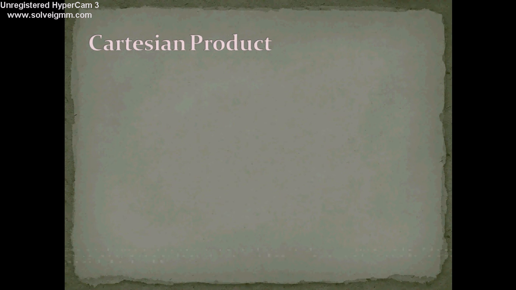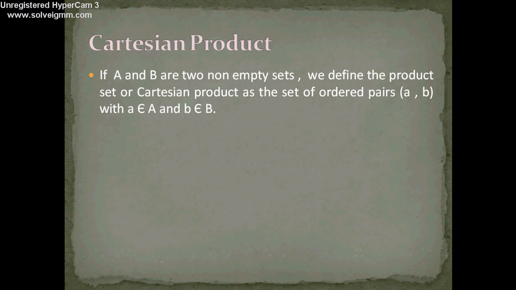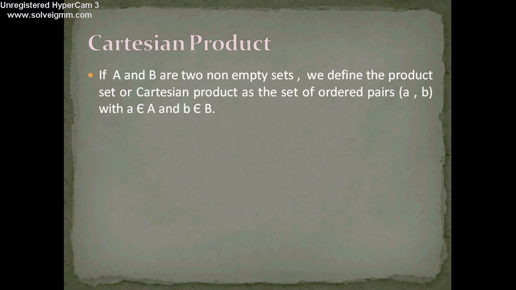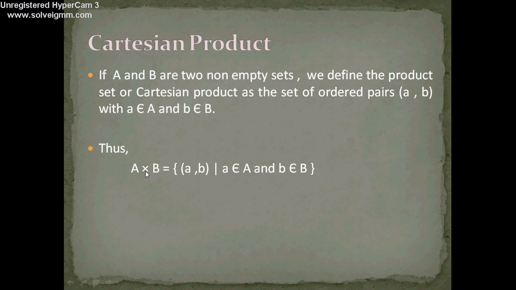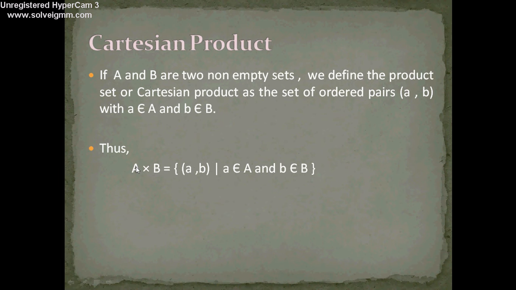So Cartesian product: if there are two non-empty sets A and B, we define the product set or Cartesian product as the set of ordered pairs (a, b), with a belonging to capital A and b belonging to capital B. So it consists of ordered pairs. Therefore we can write it this way: their Cartesian product A cross B consists of ordered pairs (a, b) such that the first element of the ordered pair belongs to the first set and the second element belongs to the second set.